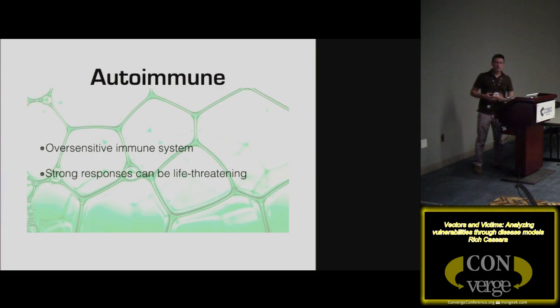So finally, I wanted to talk about autoimmune disease. Autoimmune disease can range from things like allergies to the immune system of the body attacking certain cells in your own body. So there are the autoimmune disorders, an oversensitivity in the immune system, such that it's attacking things that it shouldn't be. And that attack, depending on how strong the response is, can be life-threatening, as is the case with many allergies. And this is something we see in information security.